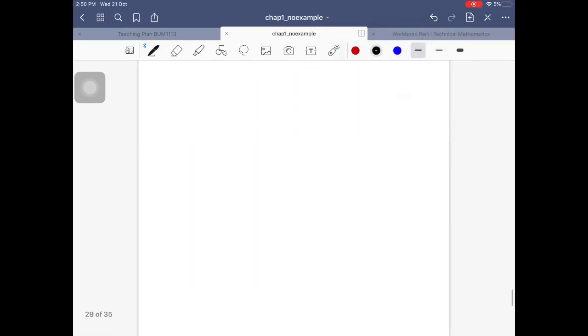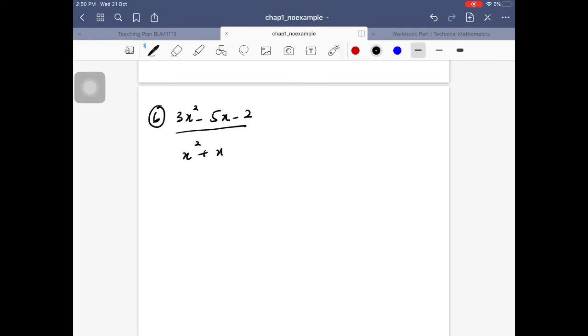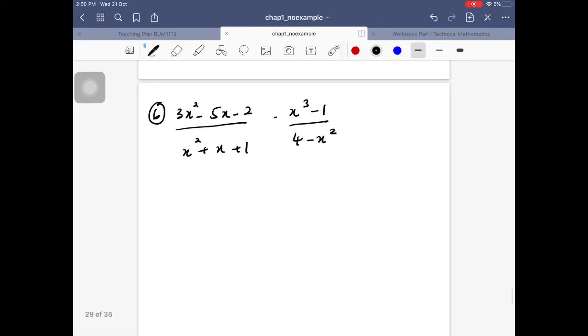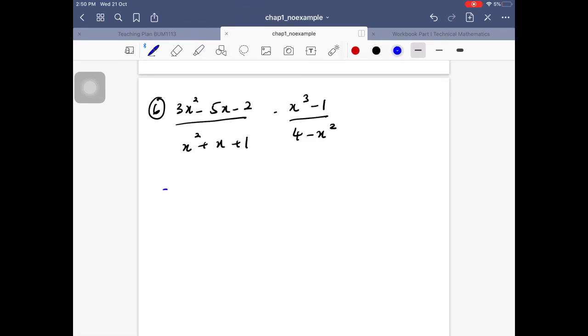Now the last one, which is number 6. I have 3x squared minus 5x minus 2 over x squared plus x plus 1, being multiplied by x cubed minus 1 over 4 minus x squared. Okay, so now I'm going to do the same thing. It's the same rule. I'm going to factorize the top.